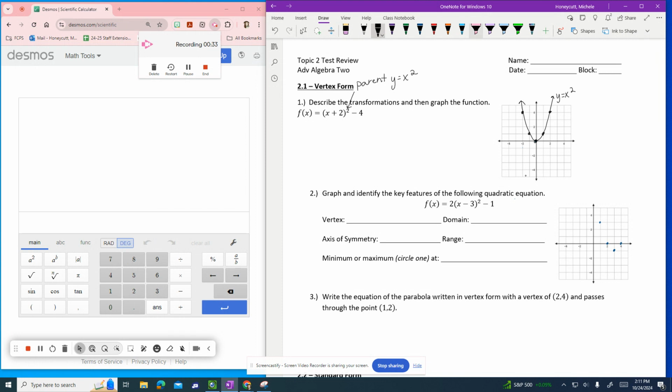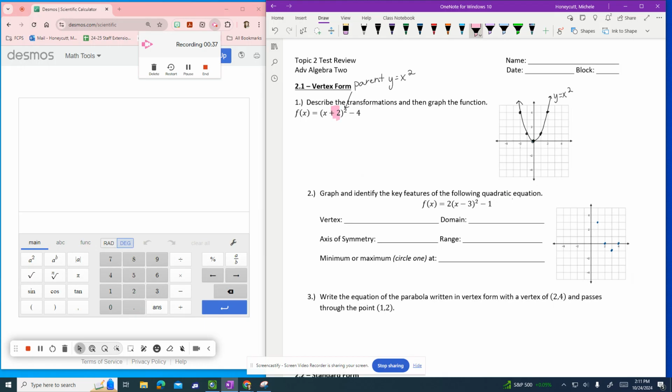Make sure that you follow the order of operations. So we would start in the parentheses first and perform this transformation first. So that would mean each point would be moving to the left 2 units. Each point shifts left. Everything's going left 2. And then the minus 4 is a shift down 4 units.